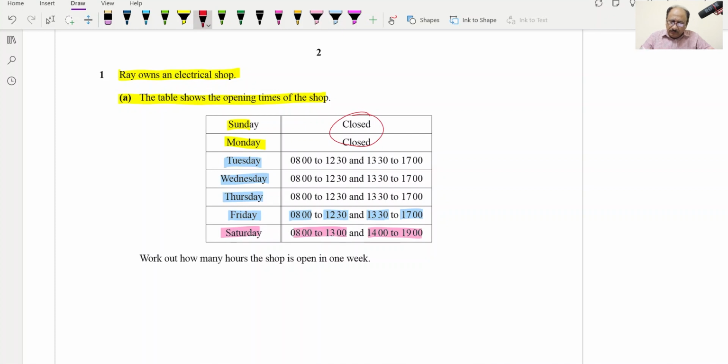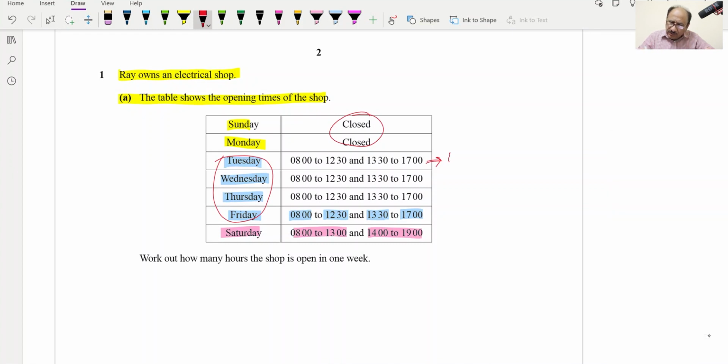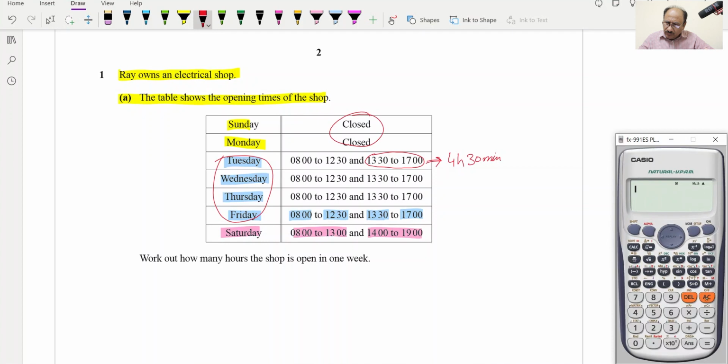So we will check on these four days how much time it will be open for. So it will be from 12:30. The easiest way to calculate this is by the help of calculator. 12:30 minus 8, so 12 hours and 30 minutes minus 8 hours, and this will be 4 hours and 30 minutes. We can write here 4 hours and 30 minutes. And the second time duration is 17 hours minus 13 hours and 30 minutes, and this will be equal to 3 hours and 30 minutes.